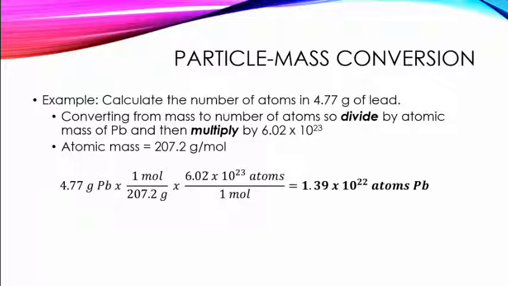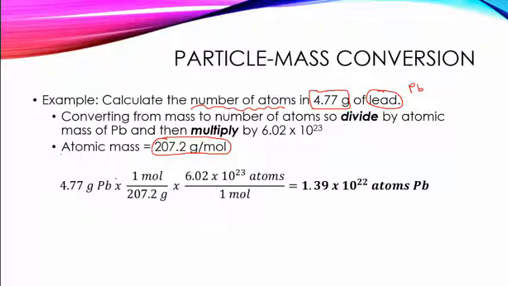Calculate the number of atoms in 4.77 grams of lead. They give me 4.77 grams, so that's mass. They want the number of atoms, that's particles. And again, I have to pay attention to what I have. Lead, that is Pb on the periodic table. So I look up the atomic mass, which is 207.2.